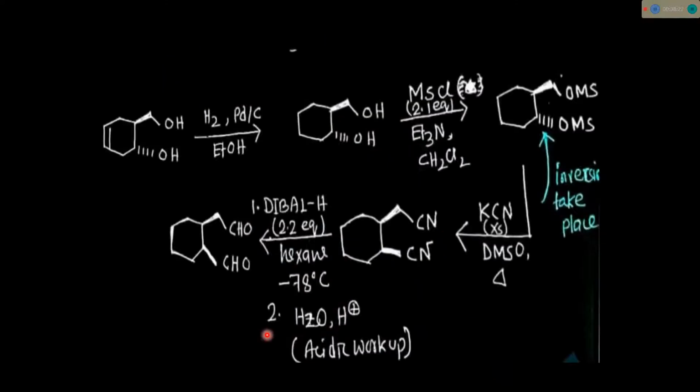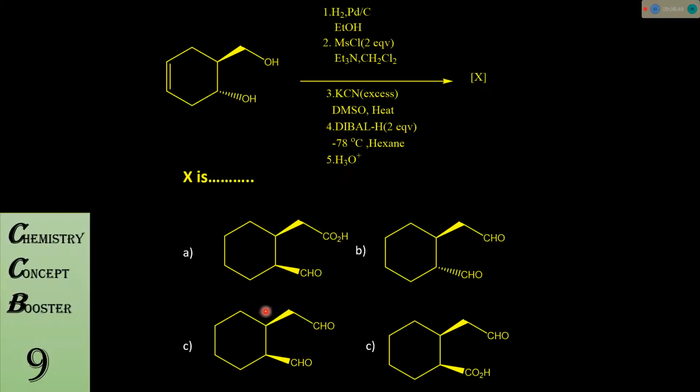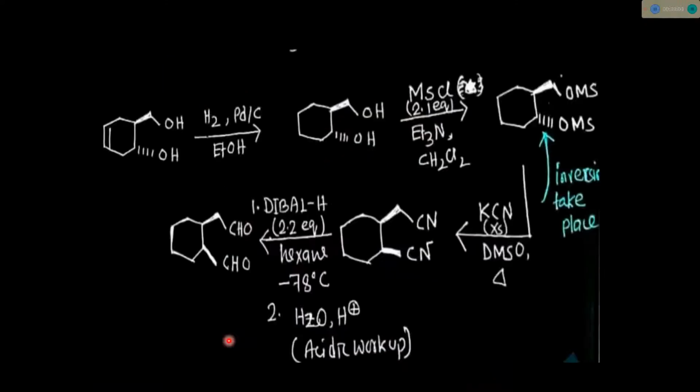So CH2CHO and CHO, option C is correct. See, both are CHO. So at minus 70 degrees centigrade, CN becomes CHO, not COOH. After acidic workup, it becomes CHO. So the stereochemistry of the product should be like that, option C. In this option, a carboxylic acid is there, here also a carboxylic acid is there. So option C is correct. So that's why the correct option is C.